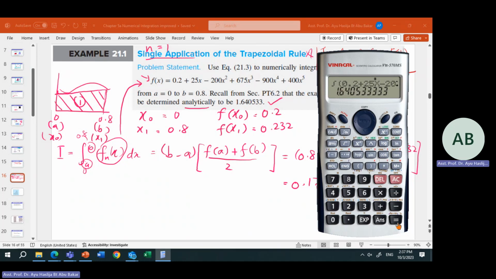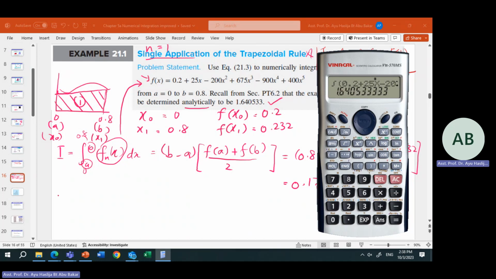In your calculator, sometimes once you press equal, you need to wait for a few seconds. Did you get the value, Ruben? Using the calculator, get the value. Now compare with the one that you get numerically. Two big difference, because it's only one segment. That's why you have a big error over there.